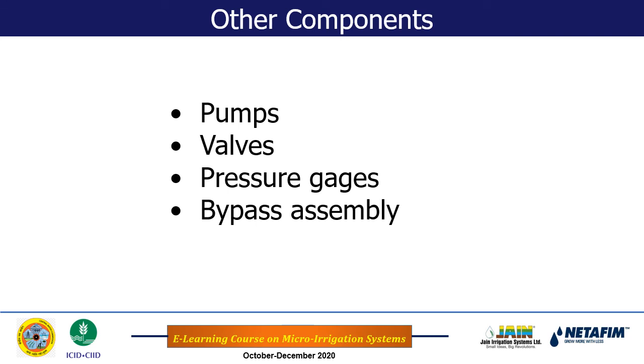Other components are pumps, valves, pressure gauge, and bypass assemblies. These are the different other components. The pumps can be centrifugal pumps or submersible pumps. The important design parameters of the pump are its discharge and its head. In the design training module, you will learn how to design the system, what the discharge of the pump should be, and at the same time what the head of the pump should be, and accordingly you need to procure the pump from the market.